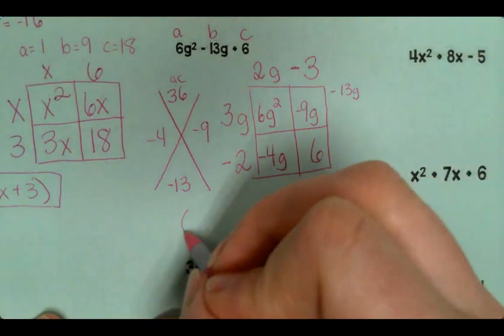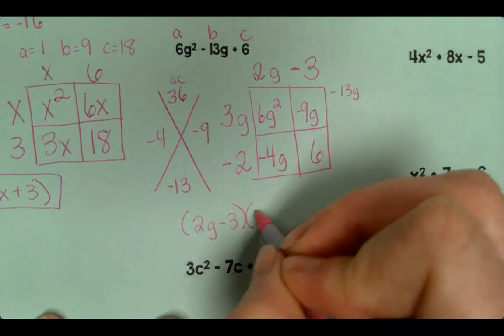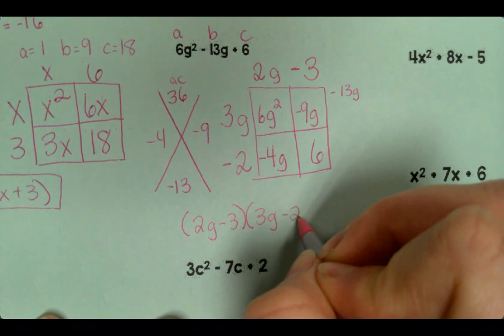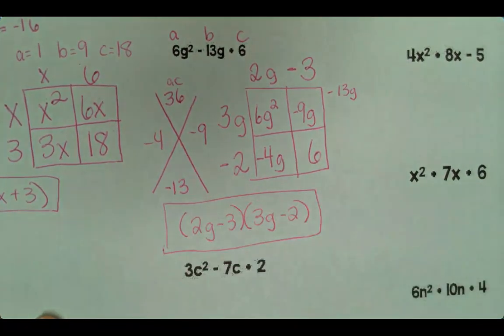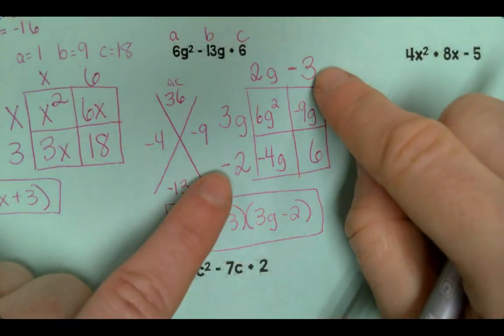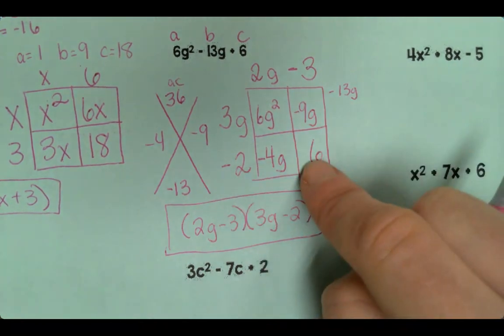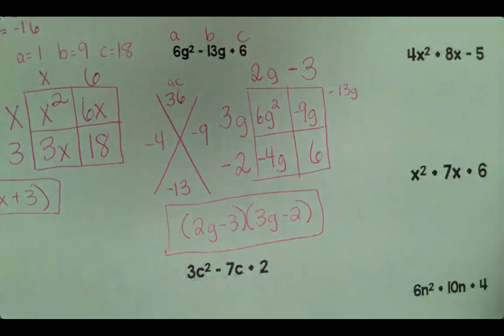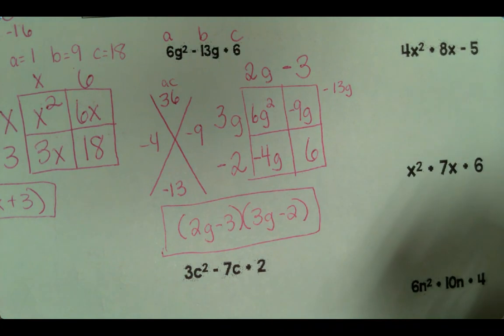So our answer would be 2g minus 3 times 3g minus 2. So -3 times a -2 is a +6. We did that right. Right, exactly. The two negatives multiplied together turned out to be a positive.